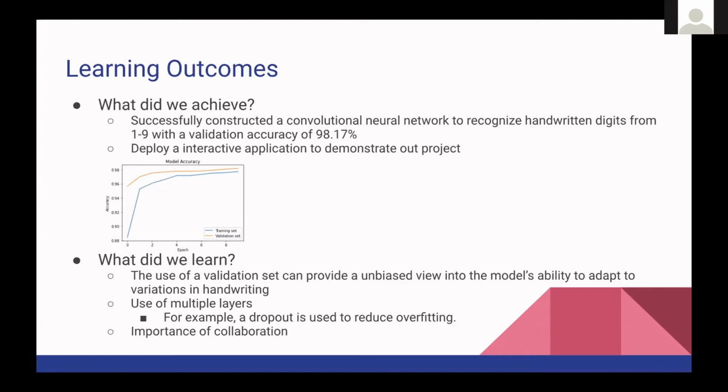And some of the things that we learned: the advantage of using a validation set so that it can provide an unbiased view into the model's ability to adapt to variations in handwriting, so that the model itself doesn't just memorize the initial training set. It is more well suited to learn. And then the use of multiple layers. So for example, a dropout layer was used to reduce overfitting. And then just the importance of collaboration and coming together as a team to build this overall final model.